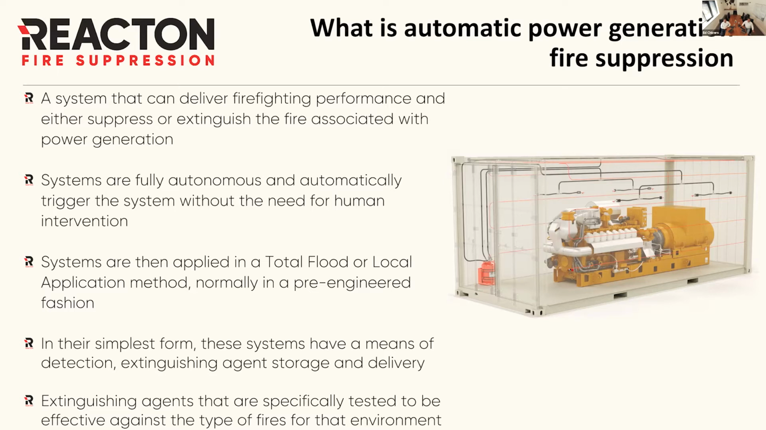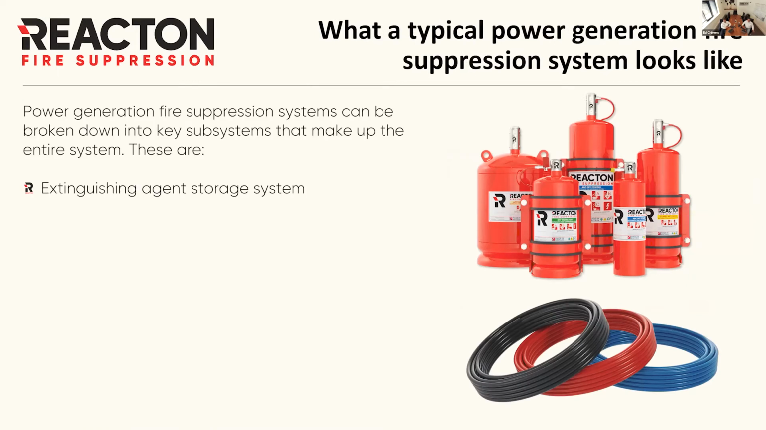And then the last point on this slide here is the extinction agents that are used are tested for those environments, and that makes up part of your pre-engineered package. So this slide really is just a quick overview of what a typical automatic fire suppression system looks like. We broke it down into these main categories: we've got the extinction agent storage system, which is essentially a cylinder there, and then we have the detection system. From Reacton, we have the detection tube, which is shown on the bottom there. We have a couple of different versions, but it's not just based on the pneumatic detection tube. There are other options, which we will discuss later.